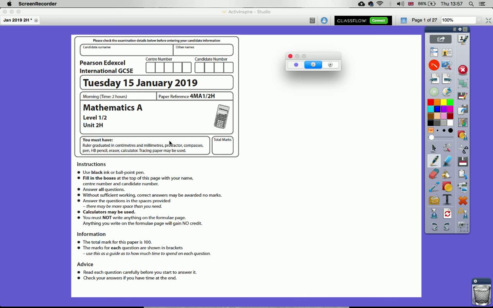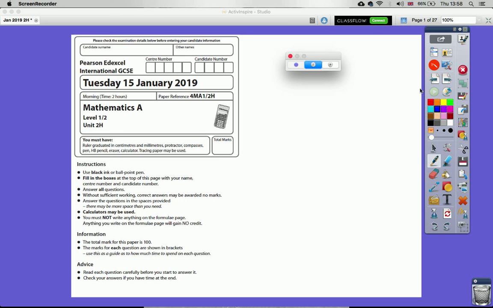As usual, on the first page, you have to write your candidate surname, other names, centre number, and candidate number. It's a calculator paper throughout, so you're allowed to use a calculator. Use black ink or ballpoint pen. Fill in the boxes at the top of this page with your name, centre number, candidate number. Answer all the questions, and most important, you have to show sufficient working. Without working, a correct answer may not be awarded any marks.